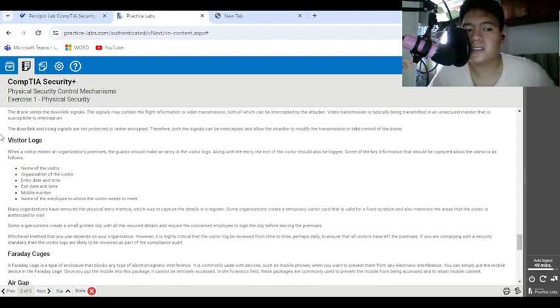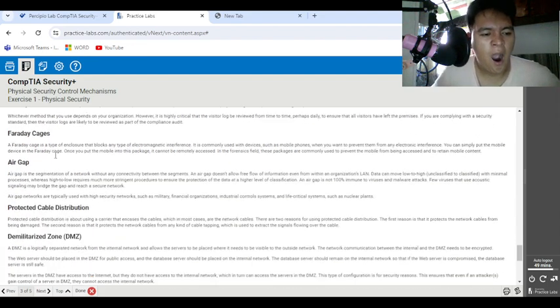Visitor logs. Guards should make an entry in the visitor's log, and the visitor should also be logged. Some of the key information captured is as follows: the visitor's organization, the visitor entry date and time, exit date and time, mobile number, and the employee whom the visitor needs to meet.